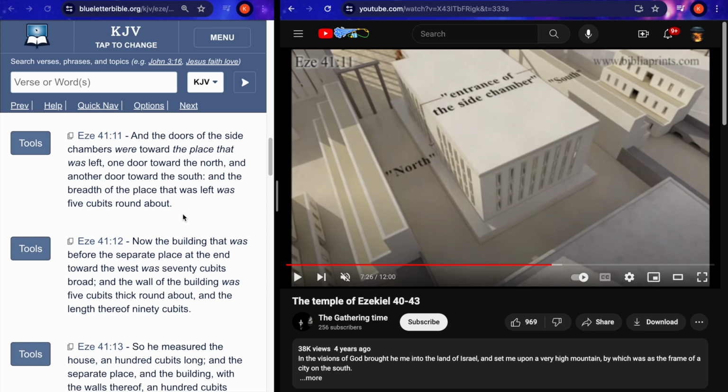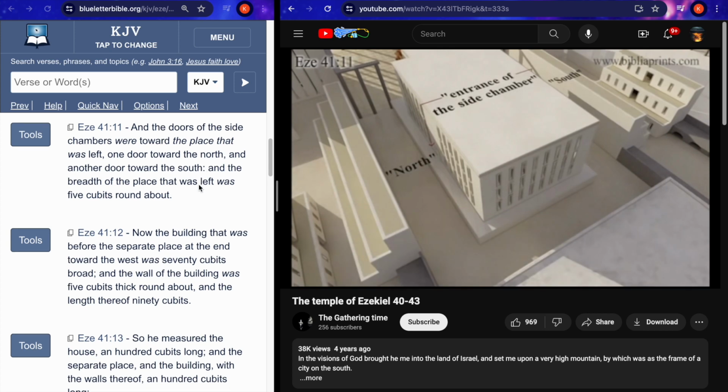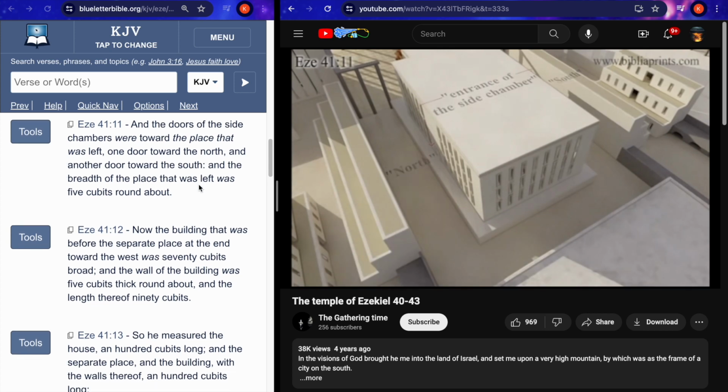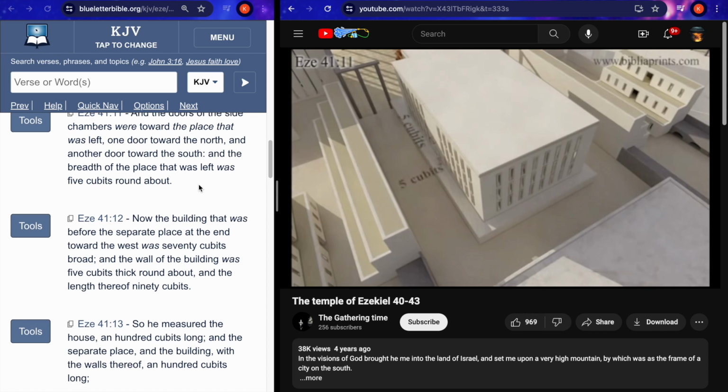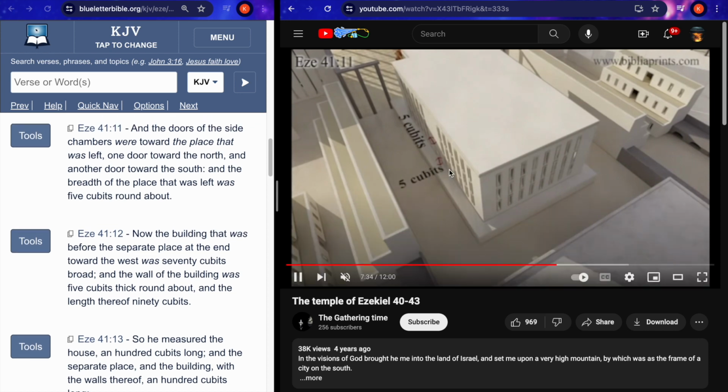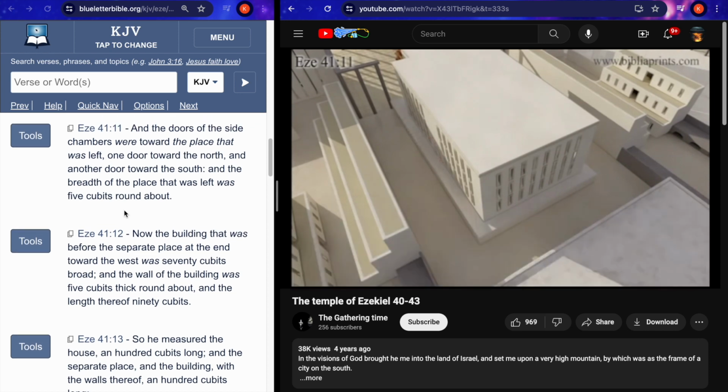Verse 11, and the doors of the side chambers were toward the place that was left, and one door toward the north, and another door toward the south, and the breadth of the place that was left was 5 cubits round about. So north, south, the entrance of the side chamber. Cool. And you can see the measurements, 5 cubits, 5 cubits.